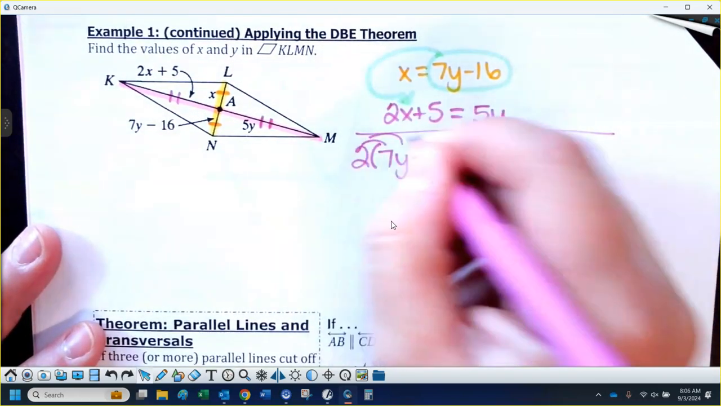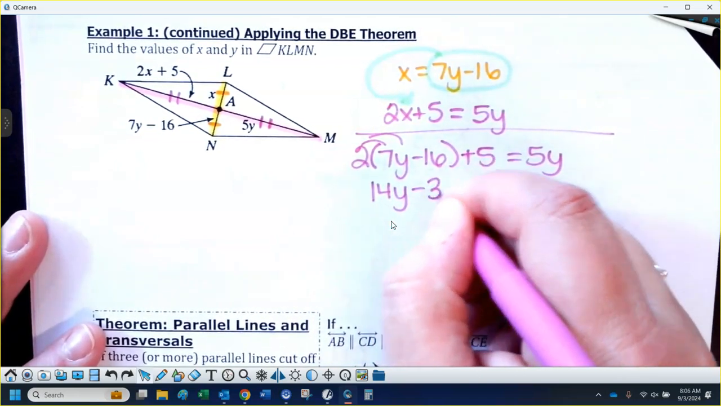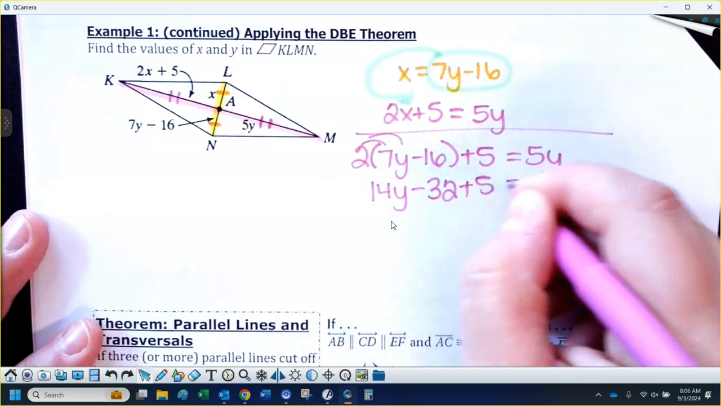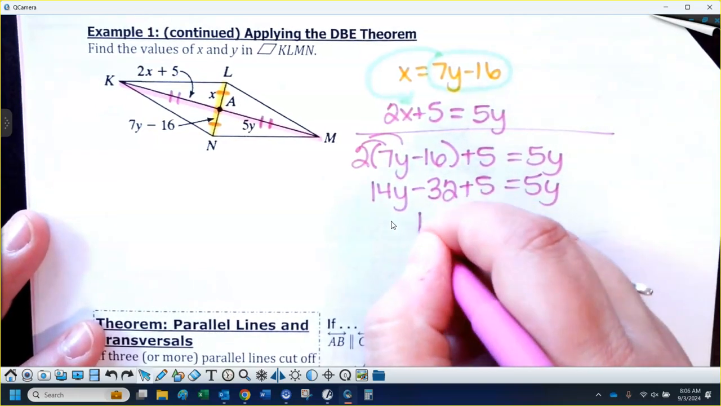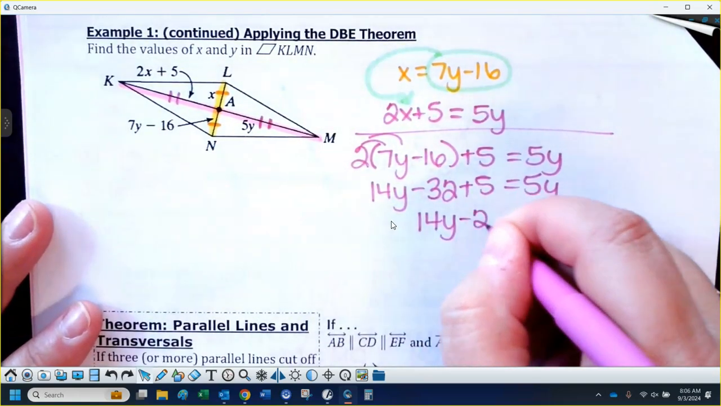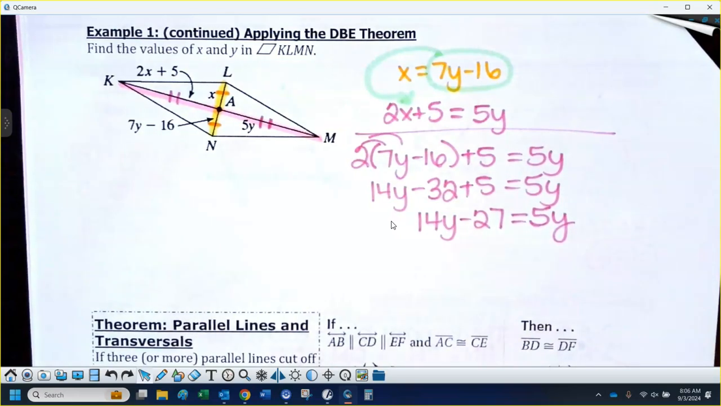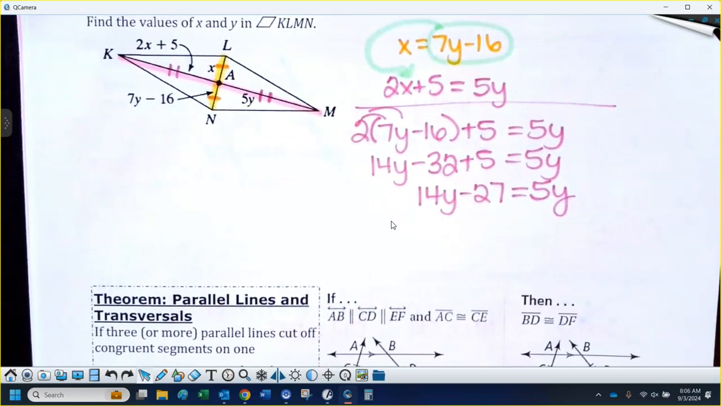So I'm just going to do a little tiny distributive property here. We get 14y, 2 times negative 16 is negative 32 plus the 5. And just before I do anything to both sides of the equation, I'm going to combine like terms. So I have a negative 32 and then a positive 5. You add those up, you get negative 27. All right. What would you do as your next step? I've got 14y minus 27 equals 5y. I got y's on both sides. And you want to do minus 5?